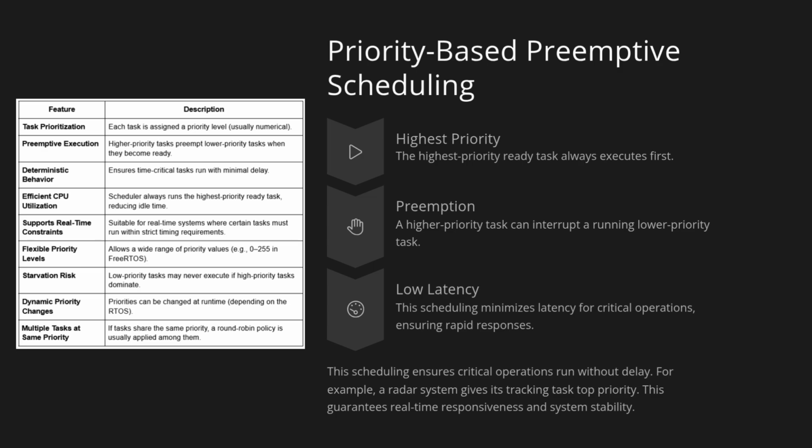Now let's take a real-world example. Imagine a drone controller system. If a task that reads and processes gyroscope data is high priority, it must interrupt the less critical tasks like writing into an SD card. This guarantees real-time stability and safety. In short, preemption ensures responsiveness.